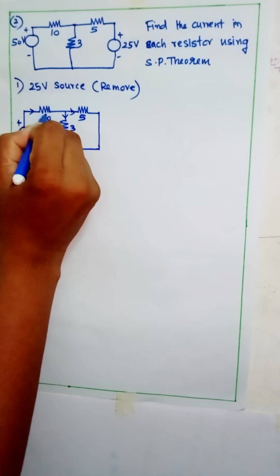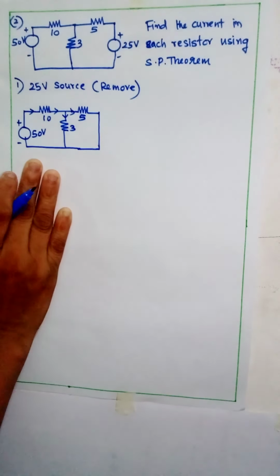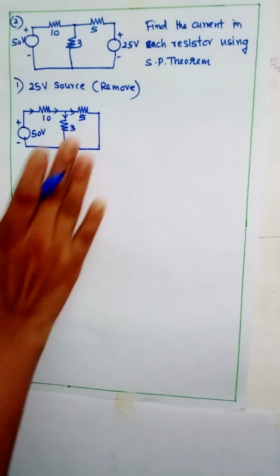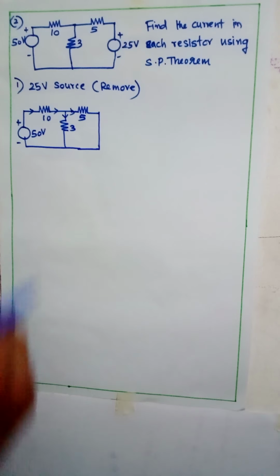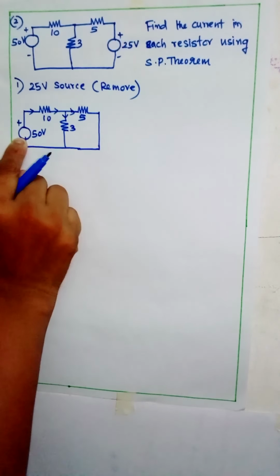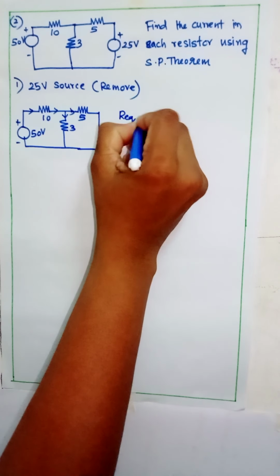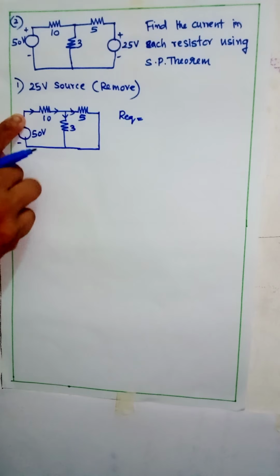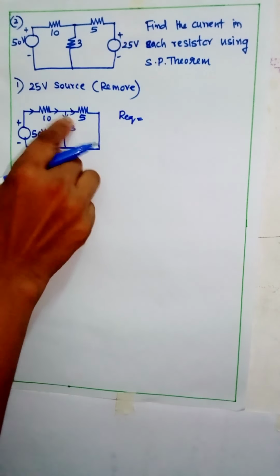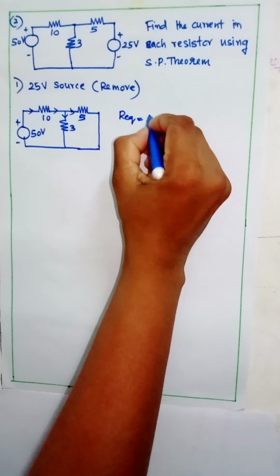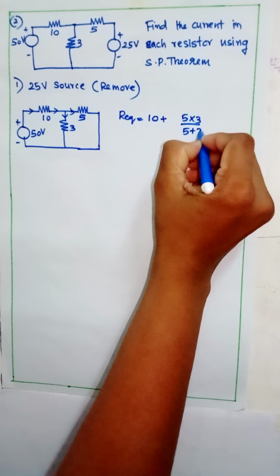The total current passes through 10 ohm resistor, then it is divided into 3 ohm resistor and 5 ohm resistor. For this, first we have to find the equivalent resistance of the circuit, and we have to find the total current from the source. Here we have a 50 volt source. So equivalent resistance, if you look from this side, 5 ohm and 3 ohm are connected in parallel, and it is connected in series to 10 ohm resistor, that is 10 plus 5 into 3 divided by 5 plus 3.